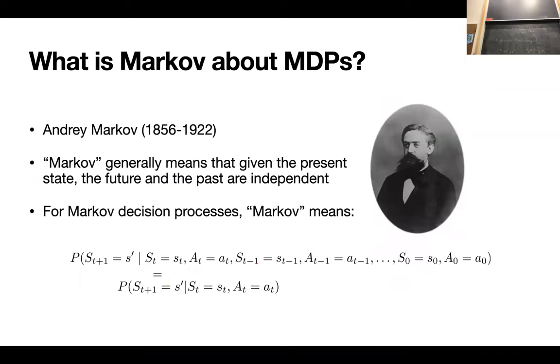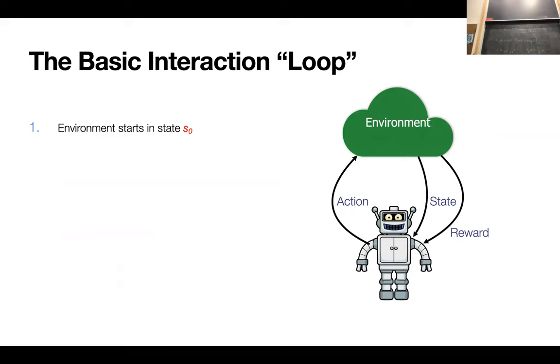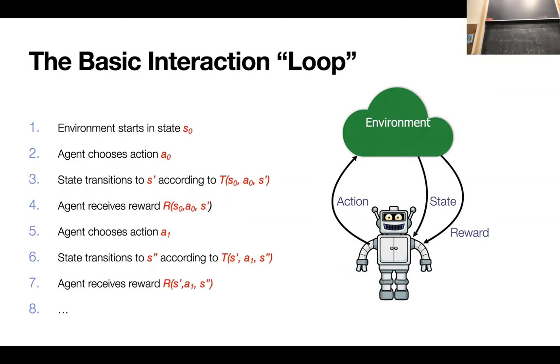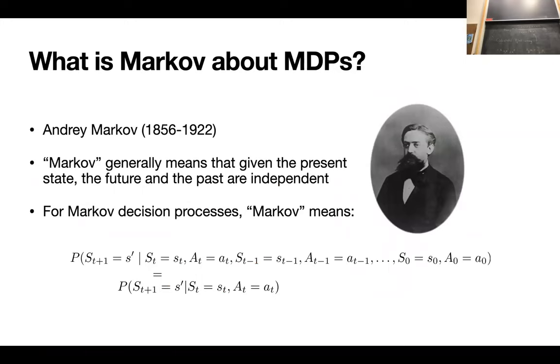So, we call these Markov decision processes, but what does the Markov keyword mean here? Markov process. Andrei Markov was the person who introduced this concept, and he was a Russian mathematician. Generally, a Markov process, a Markov state, and all this stuff basically means that the past is independent from the present. Basically, we don't take into account the past. We only care about the present. This is what Markov means in general.